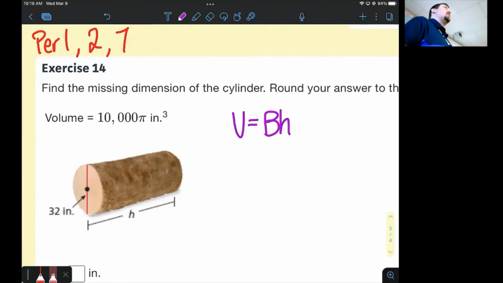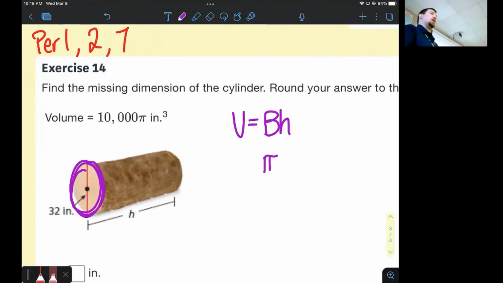Yeah. If I click on my capital B and I replace it with 1/2 BH, it's a triangular prism. If I click on capital B and I replace it with 1/2 B1 plus B2 times H, it's a trapezoidal prism. That's really it. That's all the shapes we kind of talked about. So for this one, I'm going to click on capital B and I'm going to replace it with, because it's a circular prism, a cylinder, pi r squared.